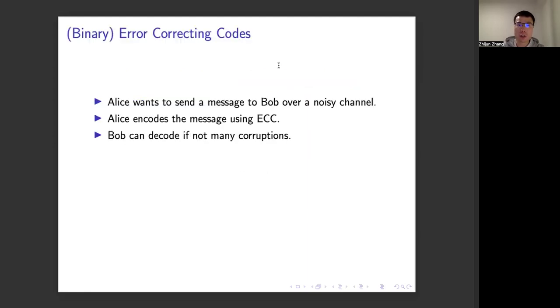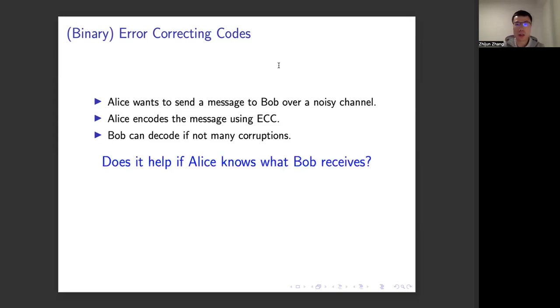Let me first start with a brief review of what an error correcting code is. The task is pretty simple. Alice wants to send some message to Bob over some noisy channel, which can corrupt part of the message she transmits. So Alice just encodes her message using some error correcting code, so that Bob can still successfully decode to the right message, as long as there are not too many corruptions introduced in the channel.